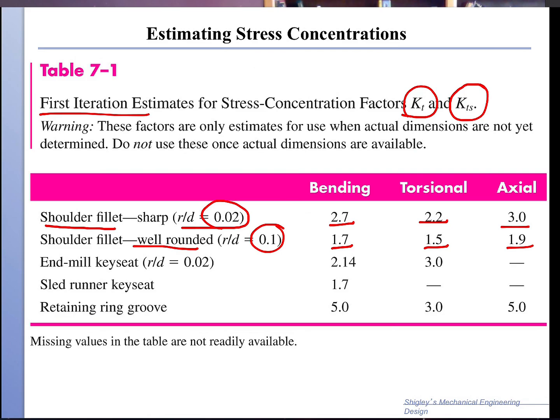As far as attachments or fasteners, we would have to look at the end mill keyseat, the sled runner keyseat, and the retaining ring groove. For example, the sled runner keyseat, which will be used in this example, is 1.7 for bending, but the retaining ring has a very, very high stress concentration factor for bending because it's typically a very sharp, very small region, so there's an abrupt change for the retaining ring.